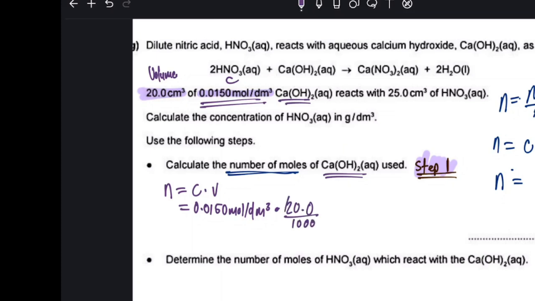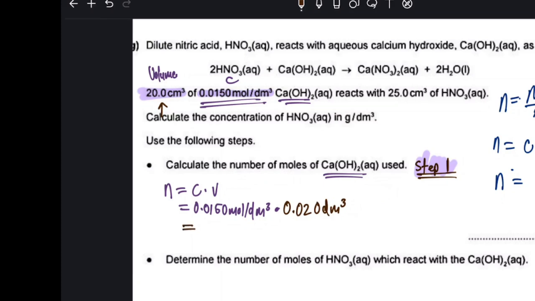Class, what's 20 divided by 1,000? 0.020 dm cubed. So that's the volume. You need to, as we said, don't leave the volume in cm cubed or else you get it wrong. Okay? Are we together? You divide by 1,000, you get in dm cubed. Now multiply them and tell me what you get for number of moles.